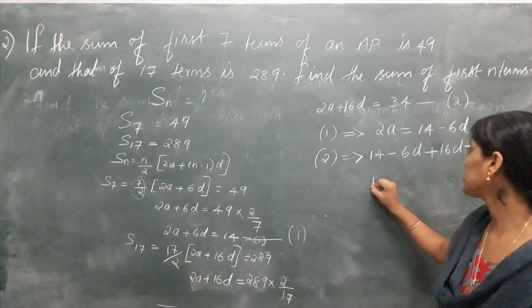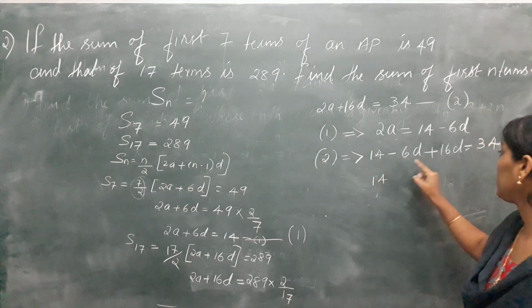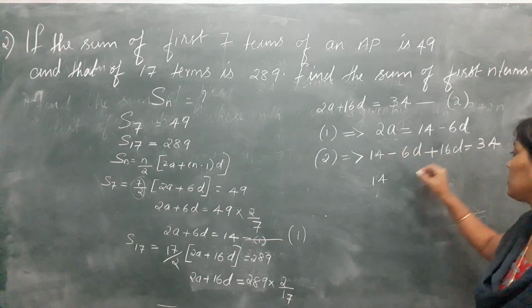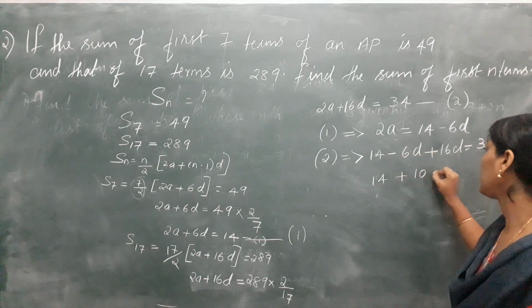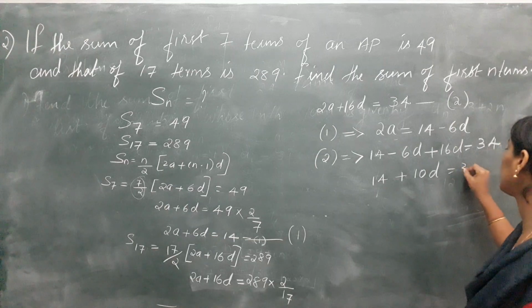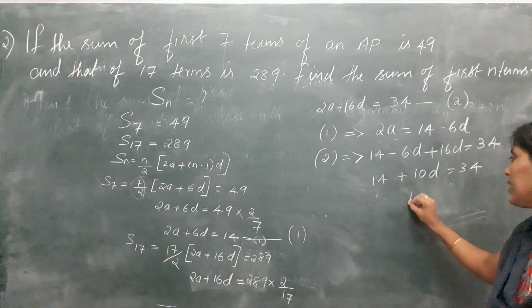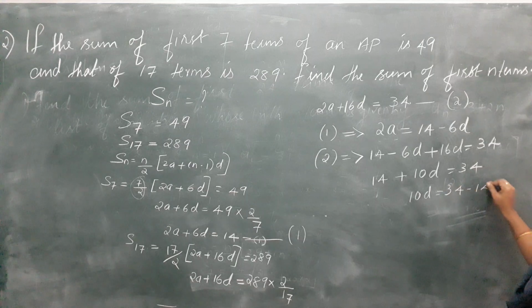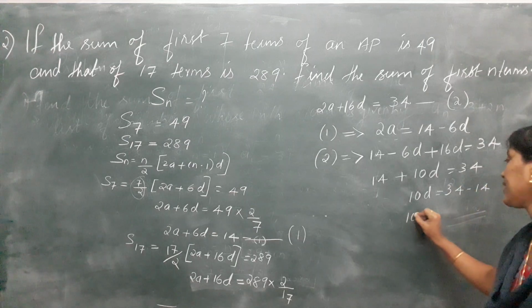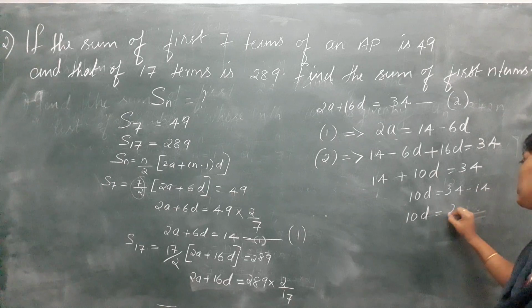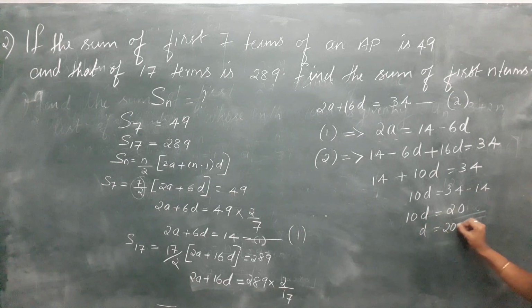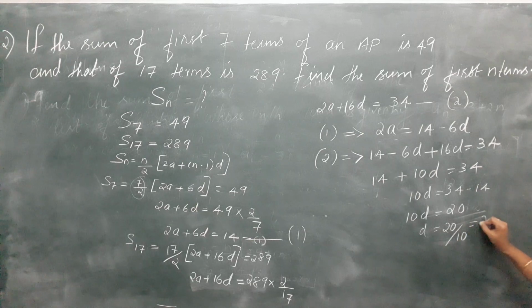So here it is 14. You can do the calculations. Minus 6d plus 16d will be 10d. That's equal to 34. Again we will get 10d is equal to 34 minus 14. So we will get 10d is equal to 20, and d is equal to 20 by 10. This is equal to 2.